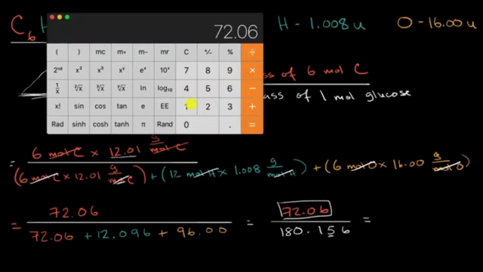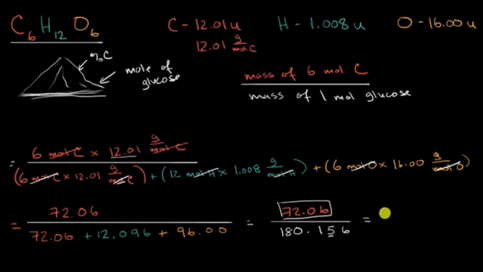72.06 divided by 180.156 is equal to, and if you round to 4 significant figures, this will be approximately 0.4000, or we could say 40%, or 40.00% carbon by mass when we round to 4 significant figures. And we are done.